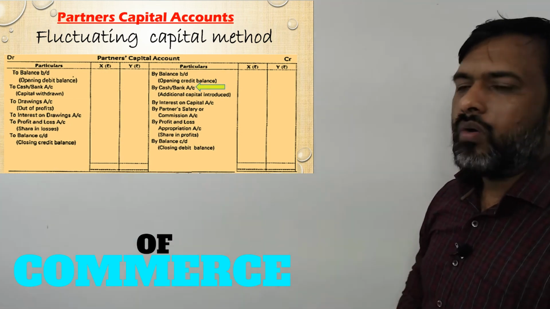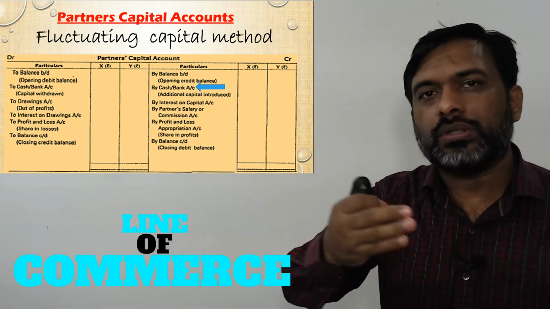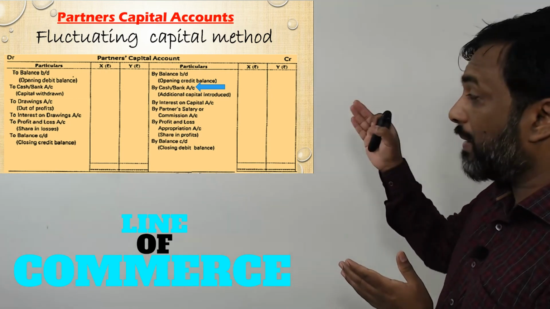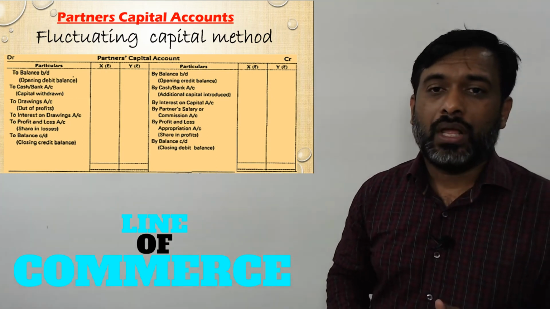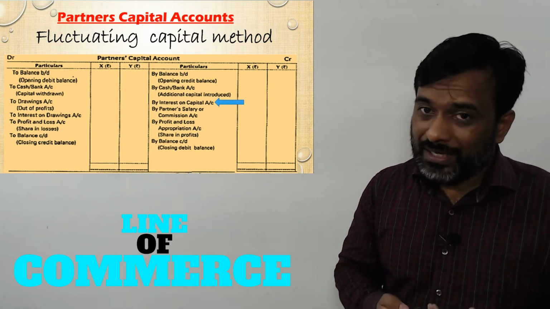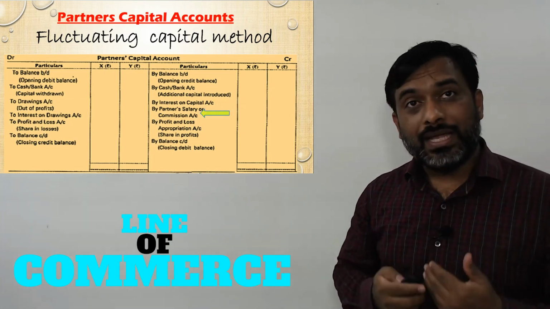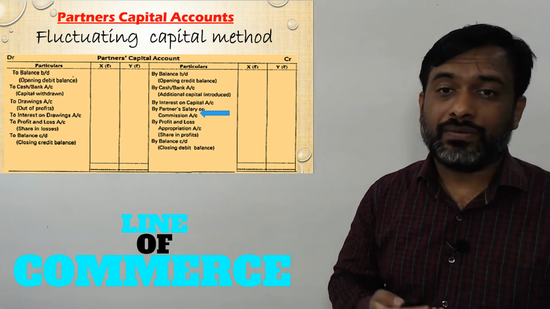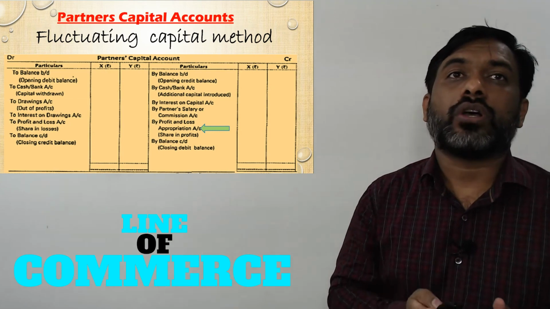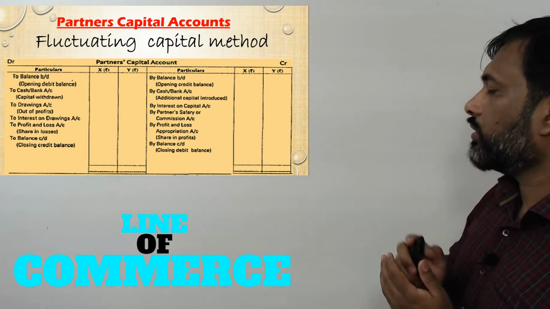Now, if a partner is bringing additional capital to the firm, then you will record that on the credit side as by bank or by cash. Next, the interest on capital which the partner receives is credited here. Next, partner's salary, which again the partner receives, is also credited. Next is the by profit and loss appropriation account, the divisible profit share, that is also credited.